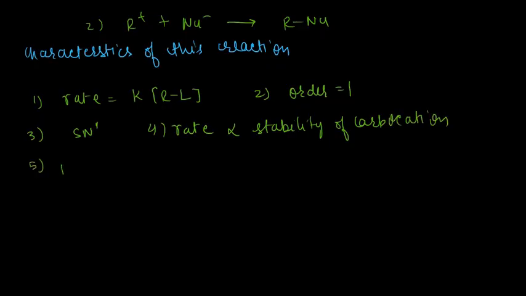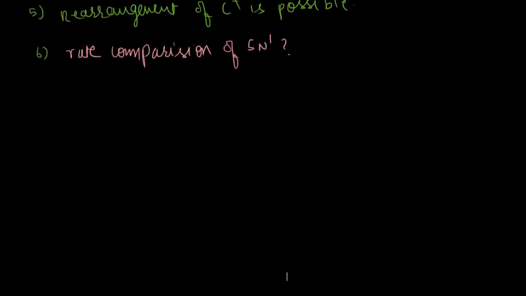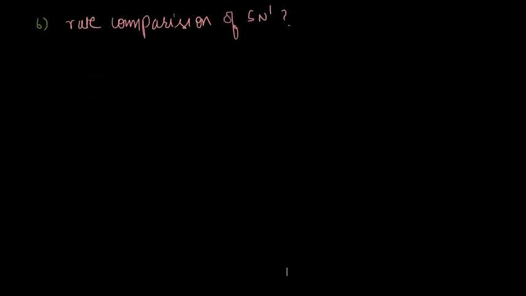Fifth, rearrangement of the carbocation is possible. Rearrangement of the carbocation is possible. And sixth, how do we compare the rate? The sixth point is the rate comparison of SN1. Let's compare the rate of SN1.